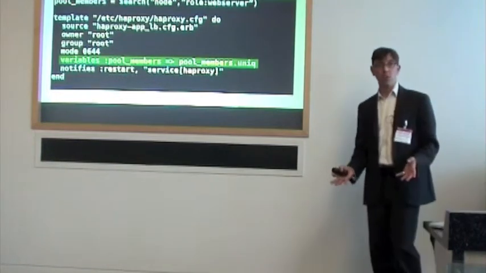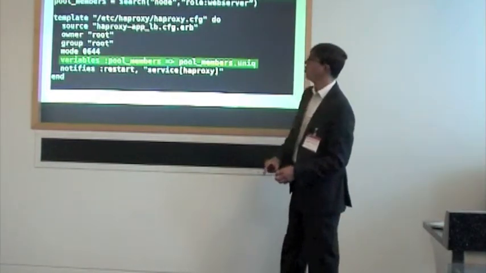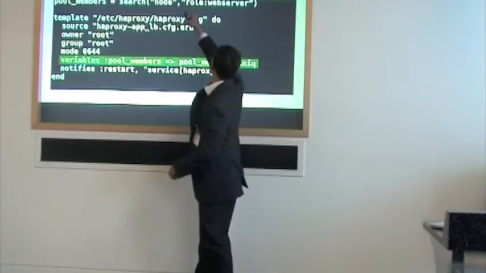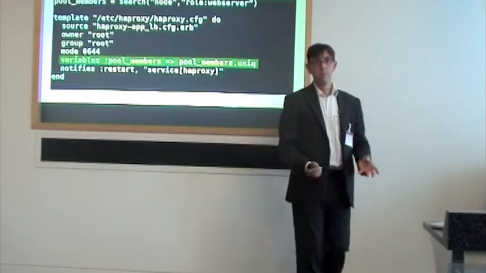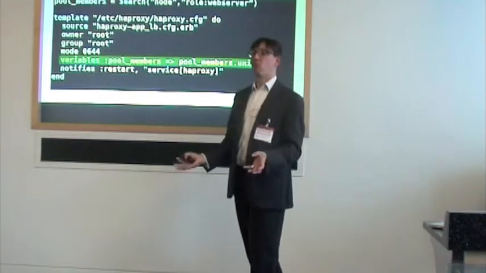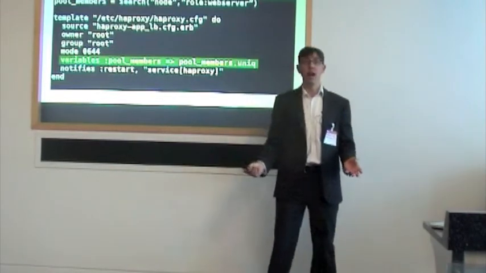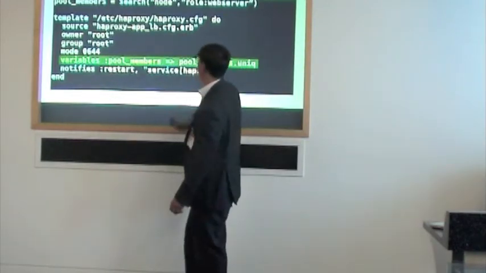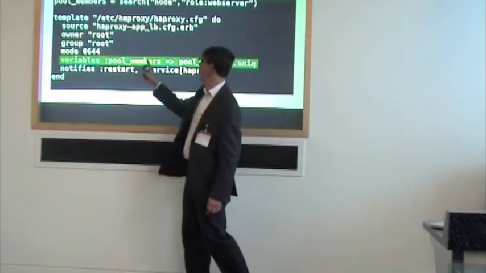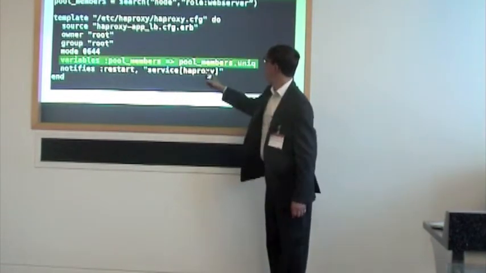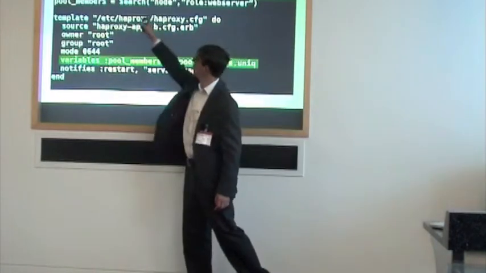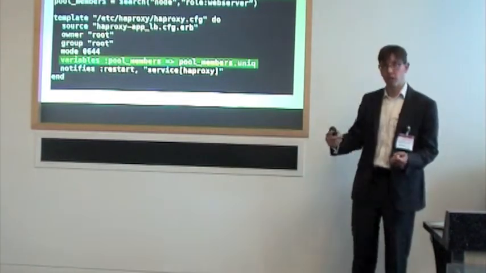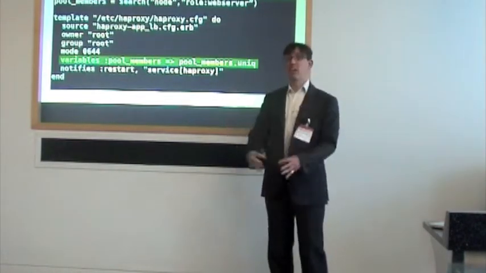You could have HAProxy set up for your load balancer. You could specify that your pool members are going to be a search of an index called node for all machines having the web server role. This will now give you back an object which represents every single pool member that you have which has the role web server. We can then configure our HAProxy, and we can specify that the pool members should be a unique summary of these. And what that means is that you can add a machine or subtract a machine, and every time Chef runs, the load balancer config is dynamically generated.